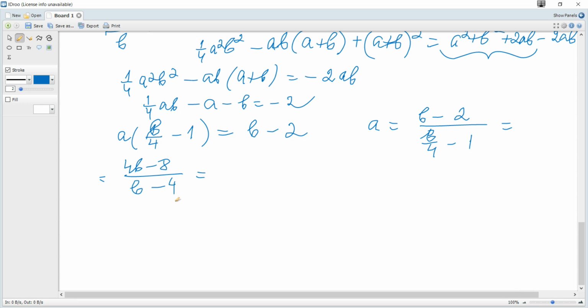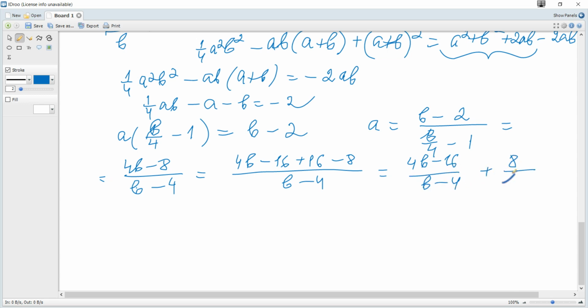and I want to make a multiple of b minus 4 in the numerator. I can see 4b, so since there is b minus 4 in the denominator, I need 4b minus 16, hence I subtract 16 and add 16, it's 0, so it's the same. If I split it into two fractions, I get (4b minus 16) over (b minus 4) plus 8 over (b minus 4), and you can see that the numerator is a multiple, so it's just 4 plus 8 over b minus 4, as required.